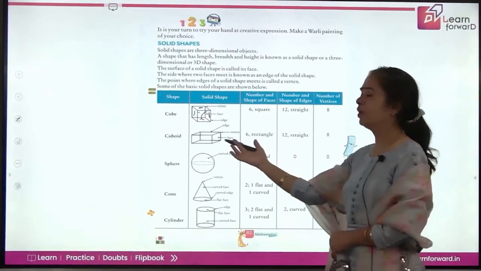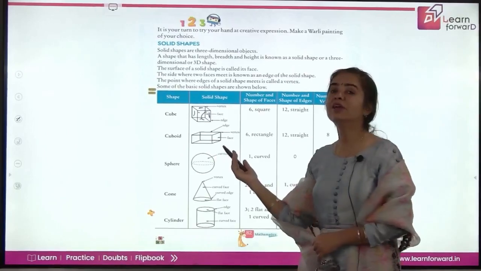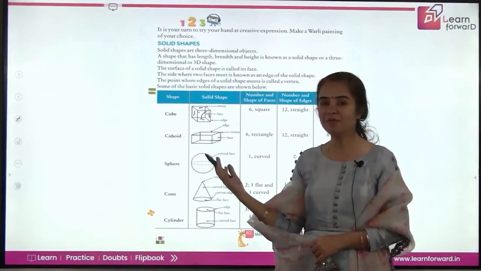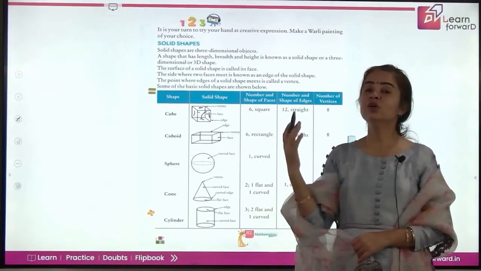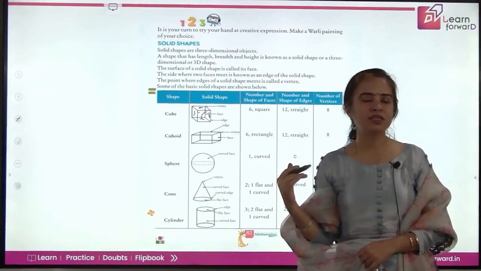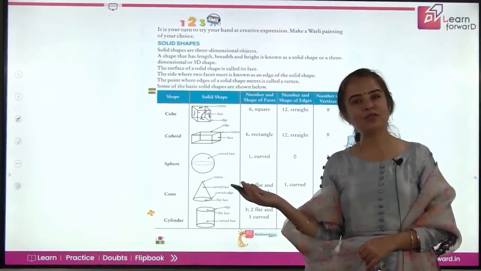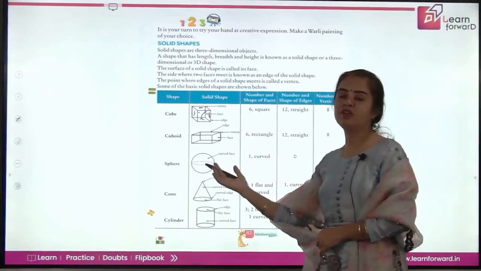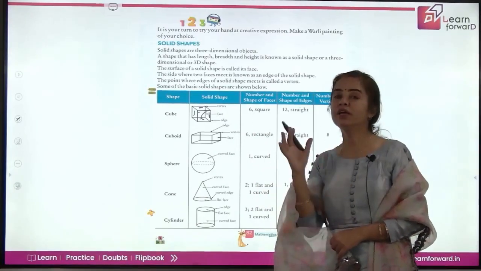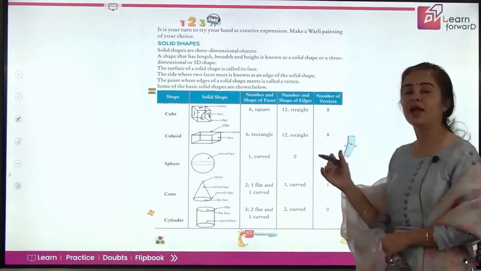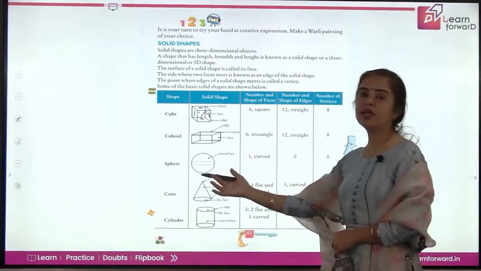And if you look at this, what does it look like? It looks like a brick. Ice cream brick. Oh, okay. So that looks like your pencil box also, isn't it? Like your book also. So you can just see how many faces are there and what type of faces are there and identify them.